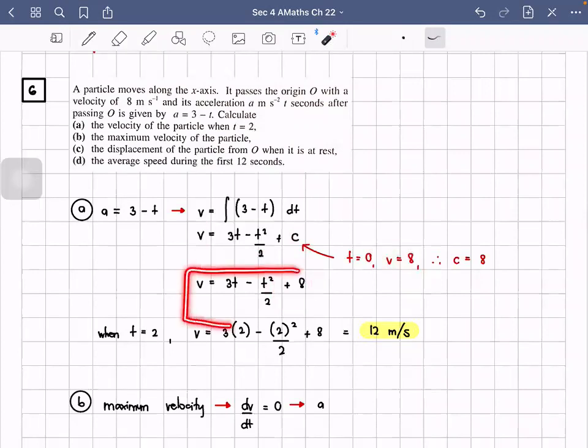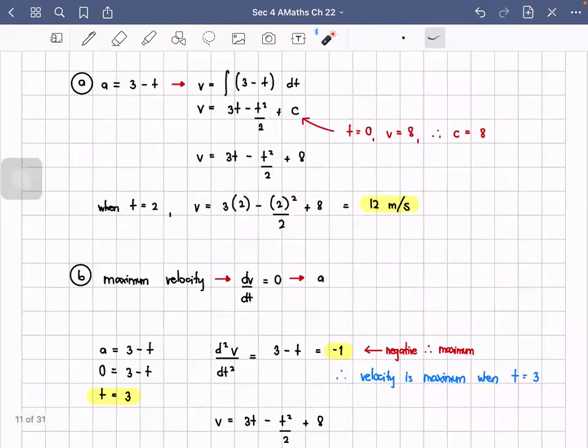So now this is the velocity function. And to find the answer, you just plug in 2 seconds into this function, and you will get 12 meters per second. And that's your velocity in 2 seconds, the velocity of the particle in 2 seconds. Okay, now let's go to letter B.